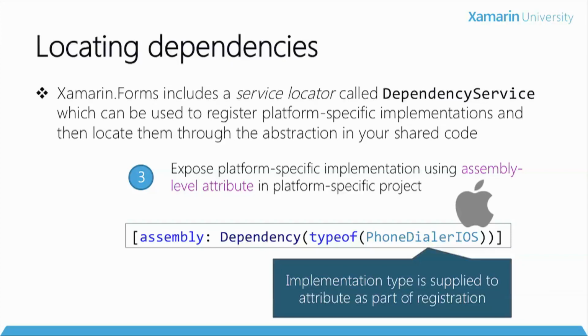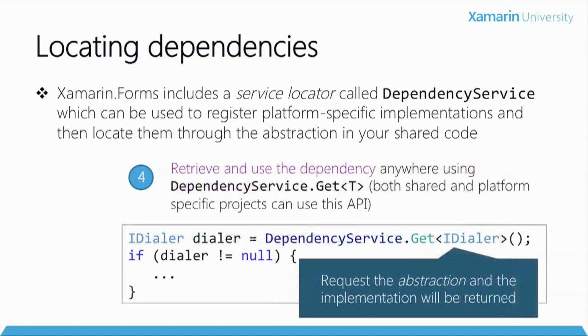Once we have decorated our platform-specific implementation with that attribute, we can then use the DependencyService in our shared code to request the abstraction. And we use the static Get method of the DependencyService, and as a type parameter, we pass in the interface that we want to get resolved. In our case, this would be IDialer.